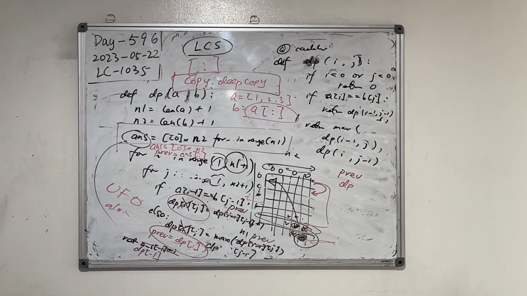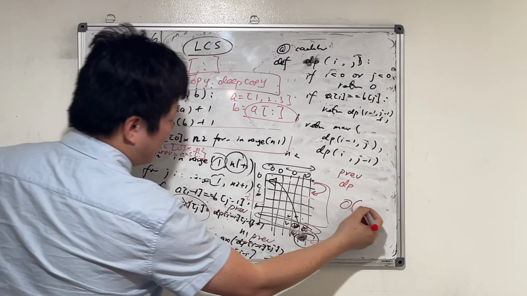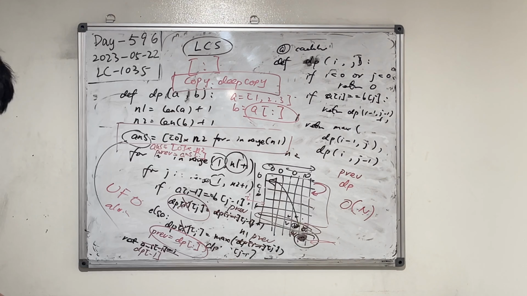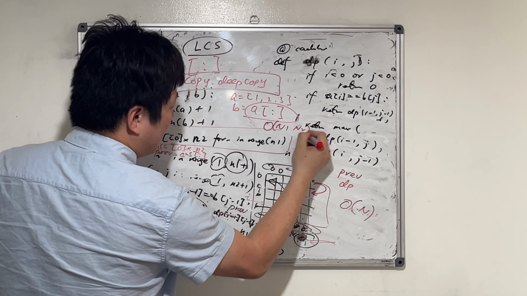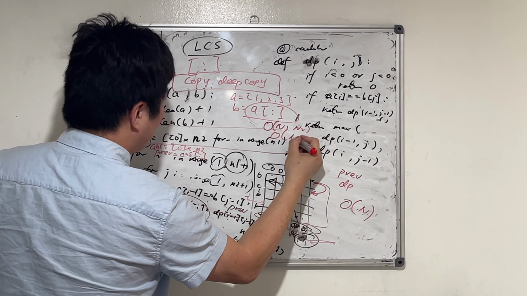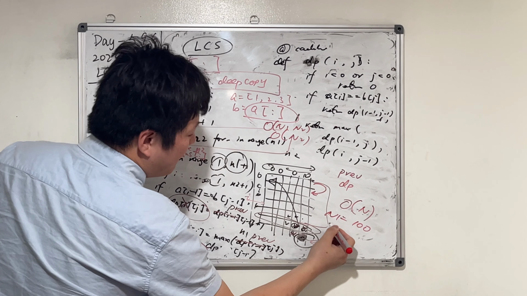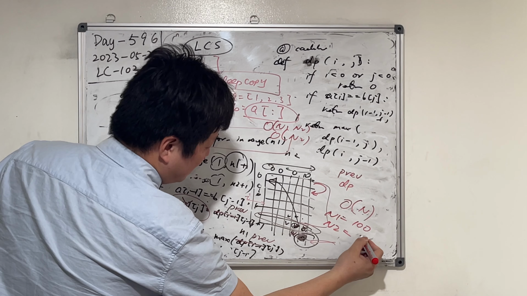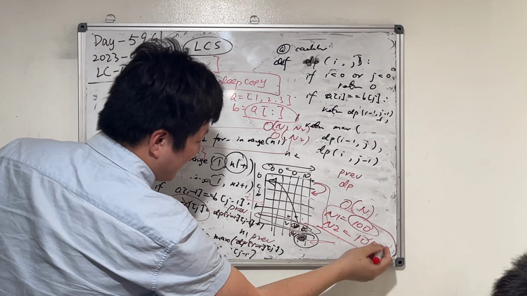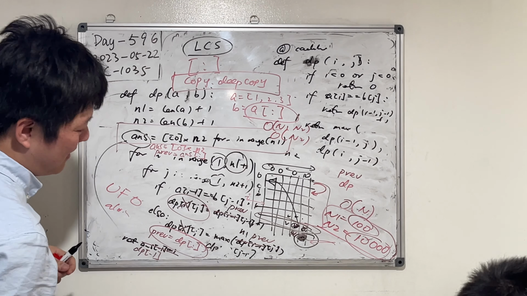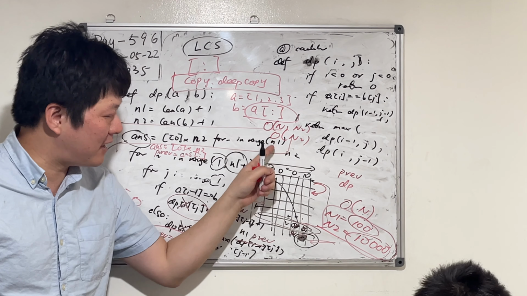Okay, so the space complexity is O(n), right? n is the columns. The time complexity is still O(n1 times n2). Space complexity is O(n2). If n1 equals 100 and n2 equals 10,000, one array is 100 elements. Another array is 10,000 elements. The time complexity is O(n1 times n2). The space complexity is O(n2).